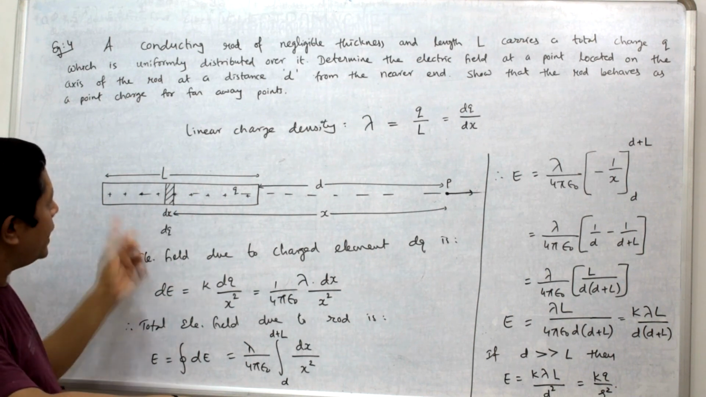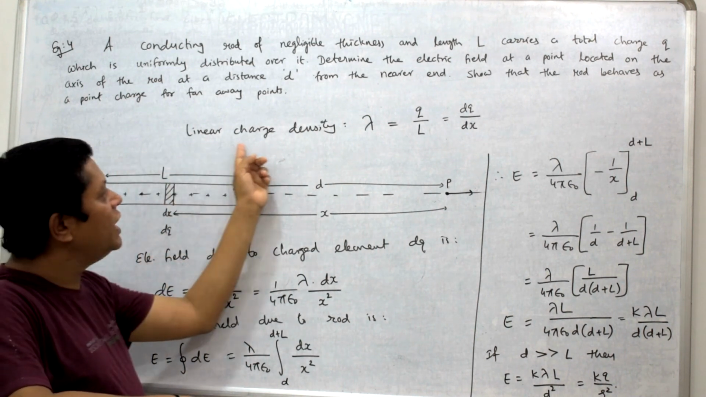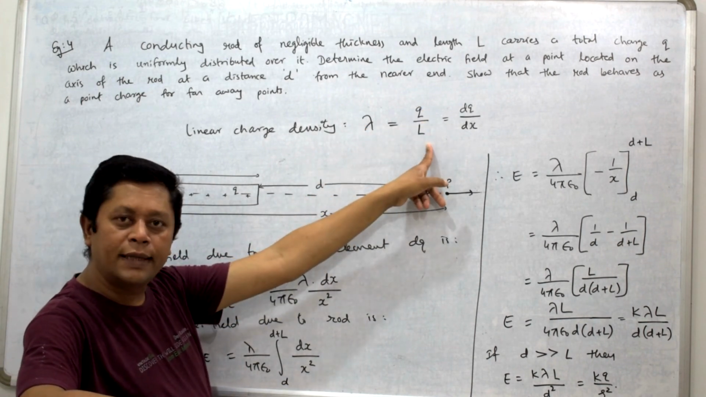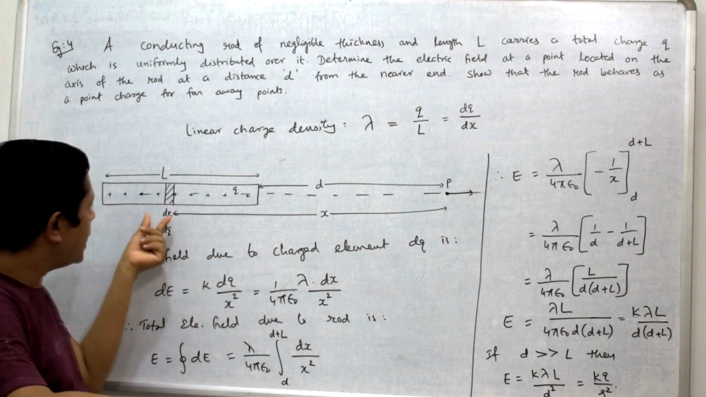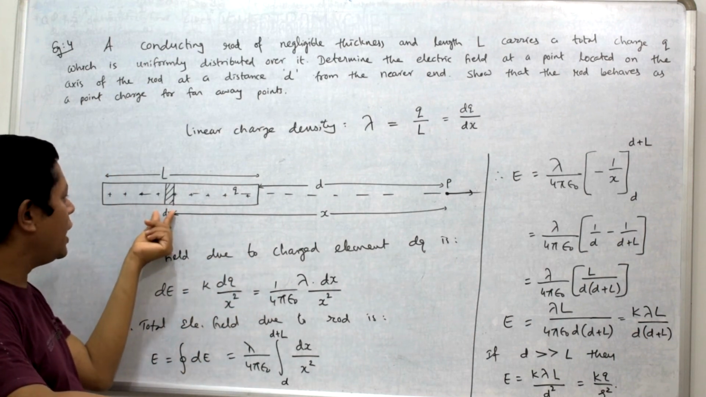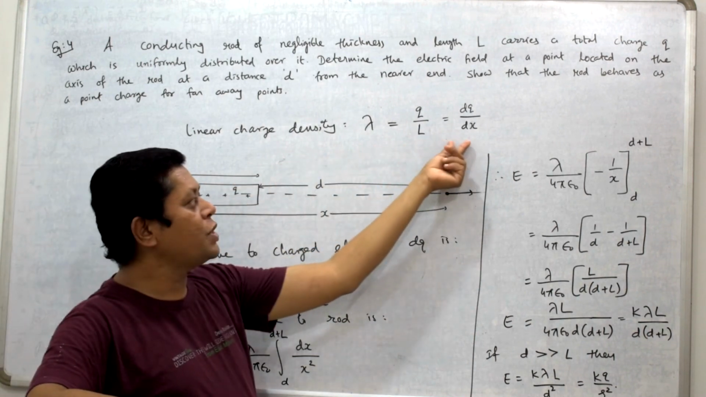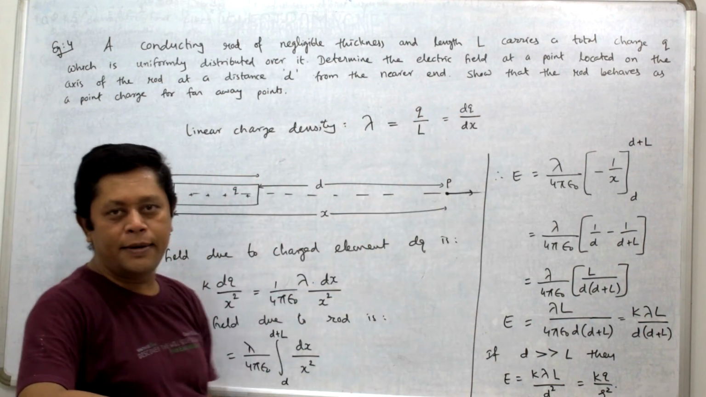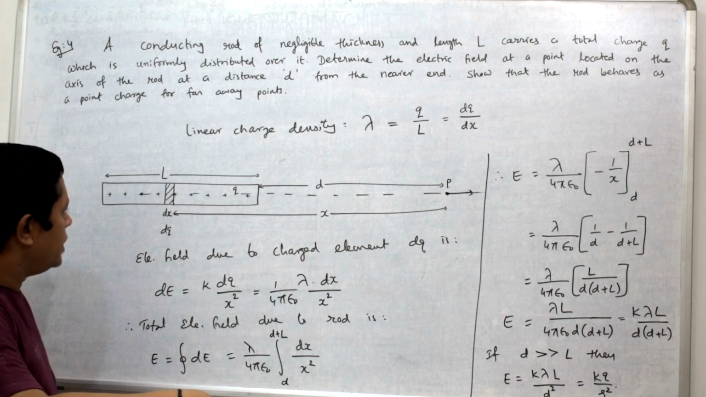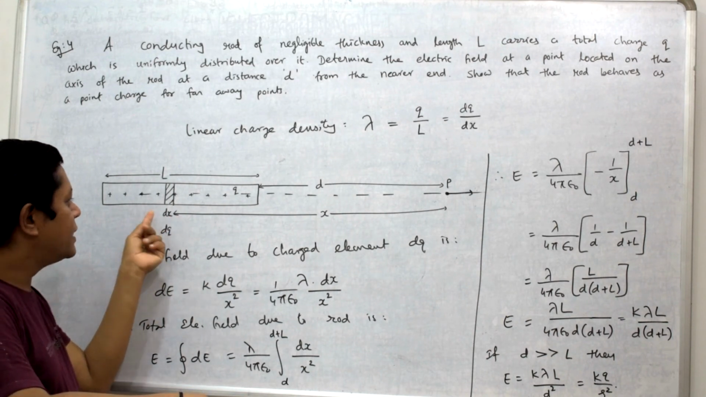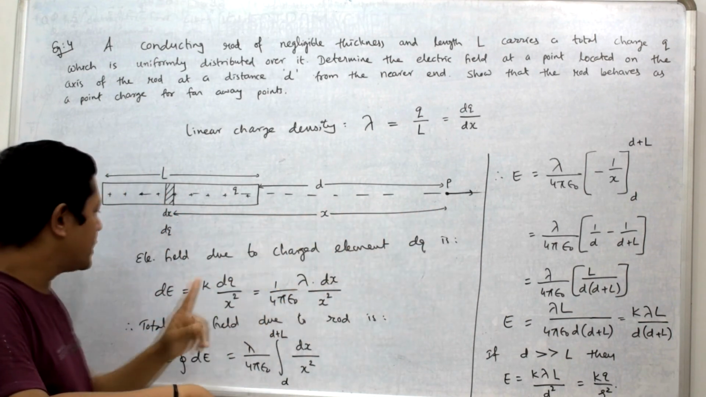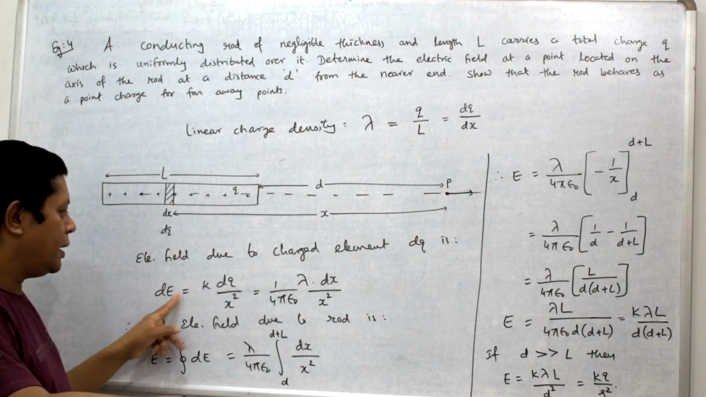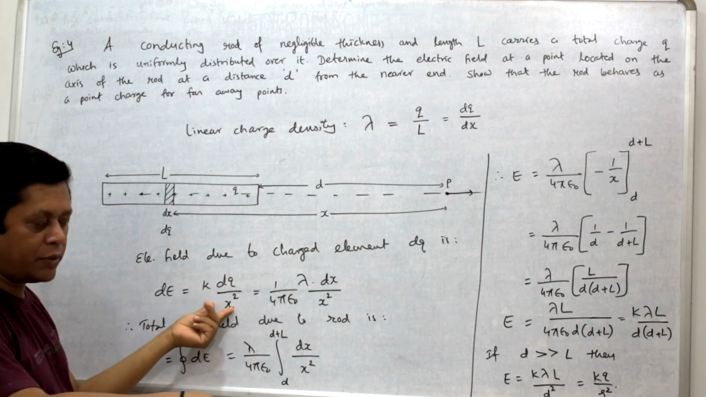First of all, as charge is distributed uniformly, we can say the linear charge density, represented by the symbol lambda, is total charge divided by total length. Here, as it is a uniform charge distribution, for a small element of length dx, if the charge on it is dq, then lambda can also be written as dq by dx. Now for this element of length dx, if its distance from point P is x, then the electric field due to this charge element dq is k into dq by x square.